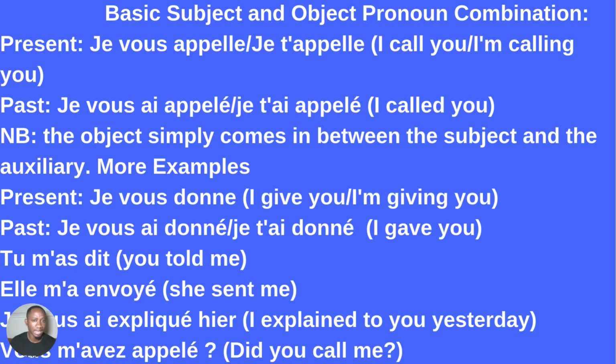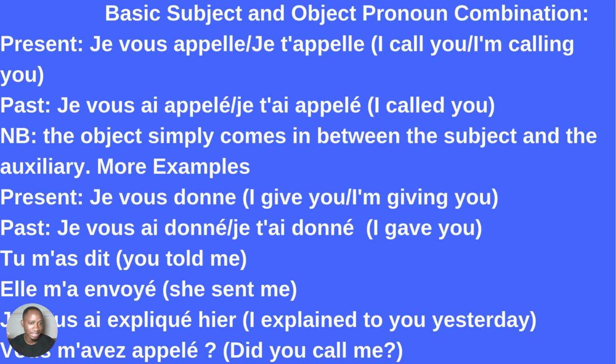So, je vous ai appelé, I called you. Je vous donne is I give you or I am giving you. Je vous donne. Again, I, you give, right? Just have these tricks at the back of your mind. But to say I gave you becomes what? Je vous ai donné. The object comes in between the subject and the auxiliary. Okay? Which now becomes what? Je vous ai donné. I gave you.